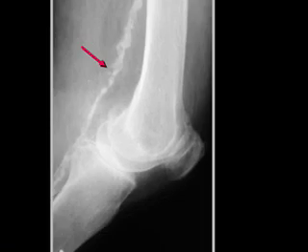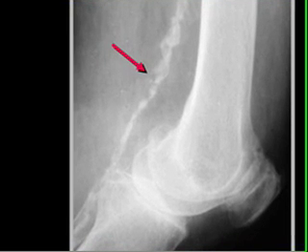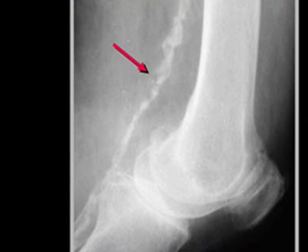This is an example of a long calcified venous thrombus. It has a shaggy, irregular appearance, but it is linear in nature.